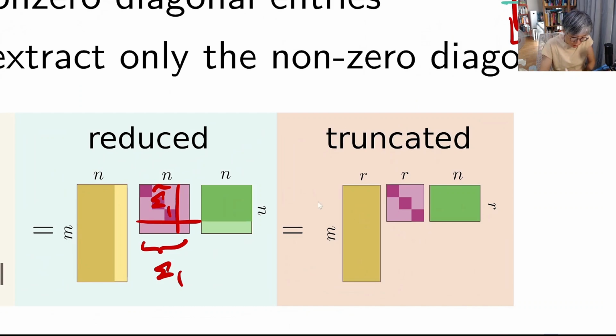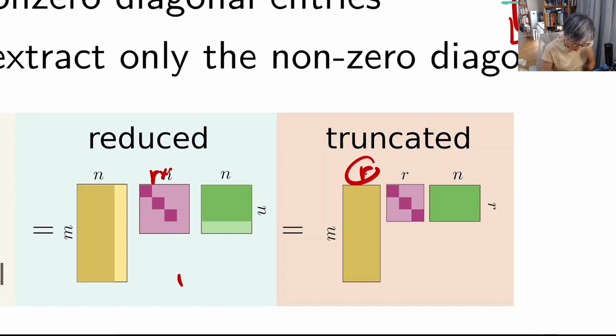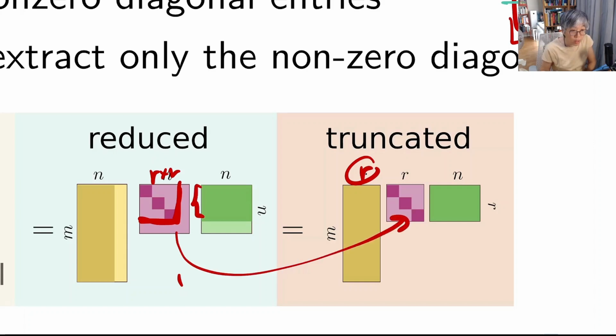So now I'm going to get only the first R columns. I'm going to take the R by R block, which is a subblock of the n by n one. And I'm going to take the first R rows in V transpose, which means the first R columns in V and then the transpose. This is the truncated one.